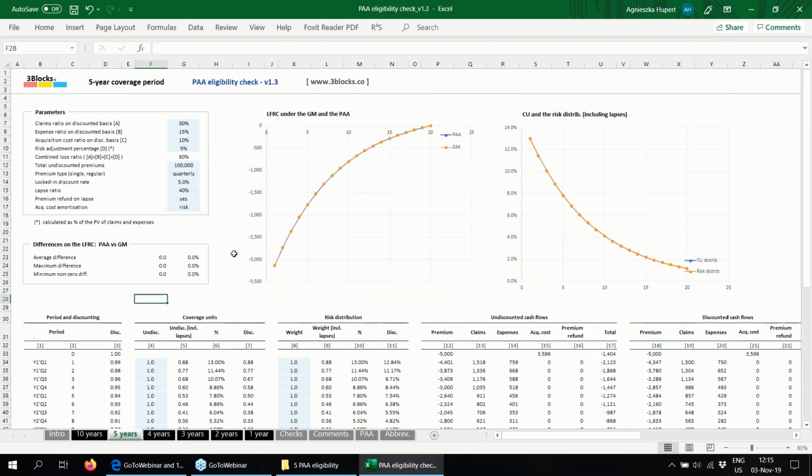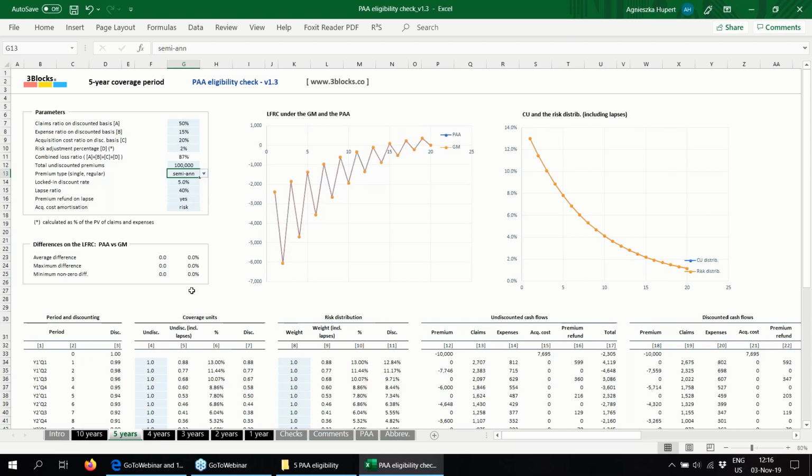Okay, so this is one thing. Maybe let's do some more sensitivities. Let's see if that changes when I change some parameters. So let's do again the claims ratio, an increased claims ratio. Nothing happens. Increased acquisition expenses, nothing happens. We can also change the risk adjustment, or maybe the premium frequency. So there's still no difference.